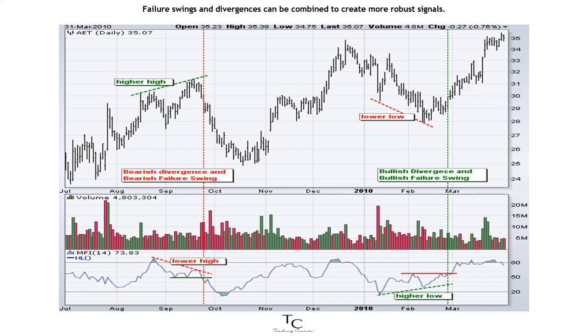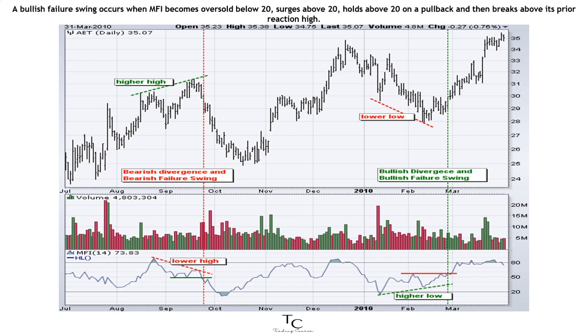Failure swings and divergences can be combined to create more robust signals. A bullish failure swing occurs when MFI becomes oversold below 20, surges above 20, holds above 20 on a pullback and then breaks above its prior reaction high.